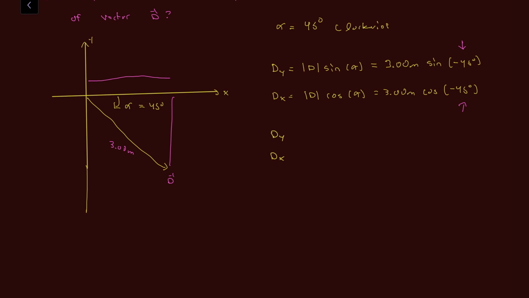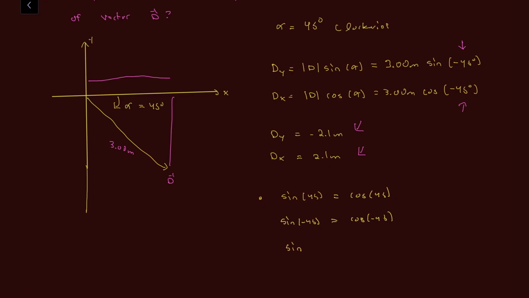And when you plug this into your calculator, you will get the following values. Okay, so as you can see, Dy is negative 2.1 meters, and Dx is 2.1 meters. Now, important thing to note, we got the same number, even though sine and cosine are different. So this is actually an important property that's useful to keep in mind. Sine of 45 is equal to cosine of 45. And the same is true of their negative angles. Sine of negative 45 is equal to cosine of negative 45.